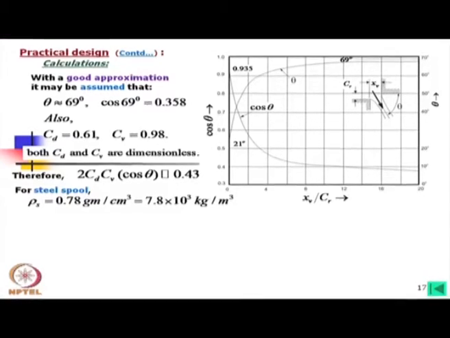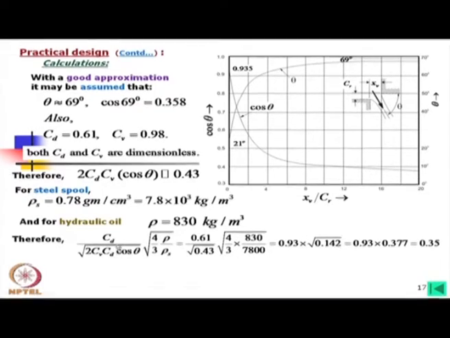The density of steel is 7.8 grams per centimeter cube, which is 7.8 into 10 to the power 3 kg per meter cube. This value is correct, this is something wrong. So, in SI units we consider this value. And for hydraulic oil I told you that from 850 to 830 we can consider. In this case we have considered 830 kg, and therefore, if you calculate this part it becomes 0.35.